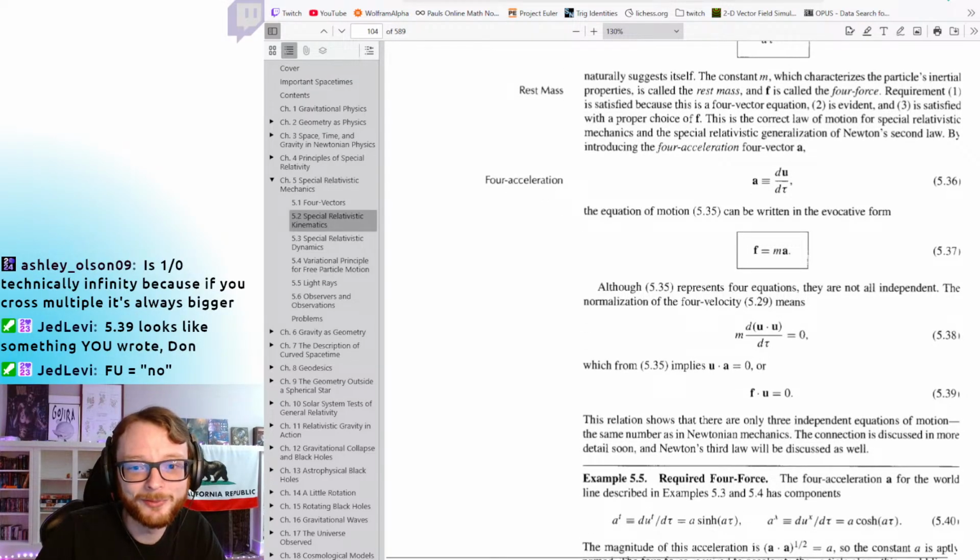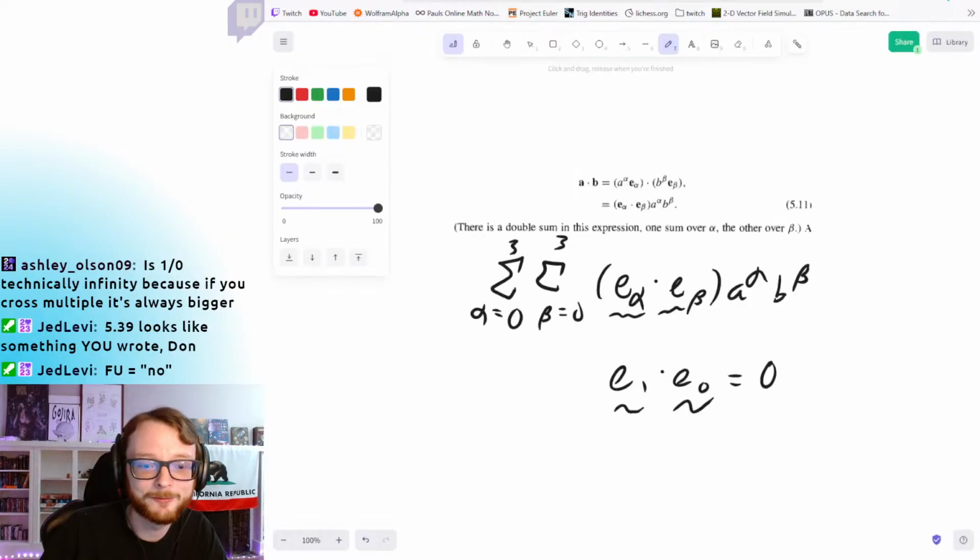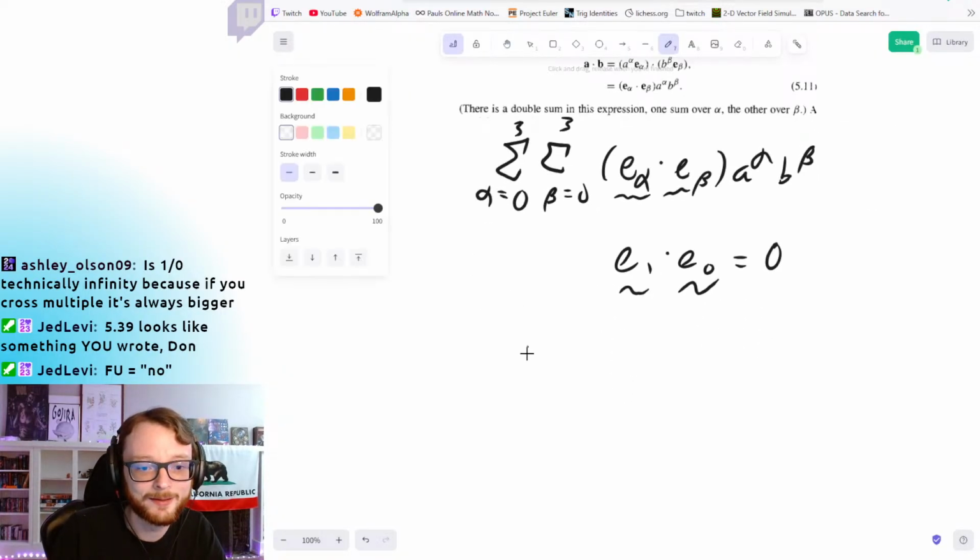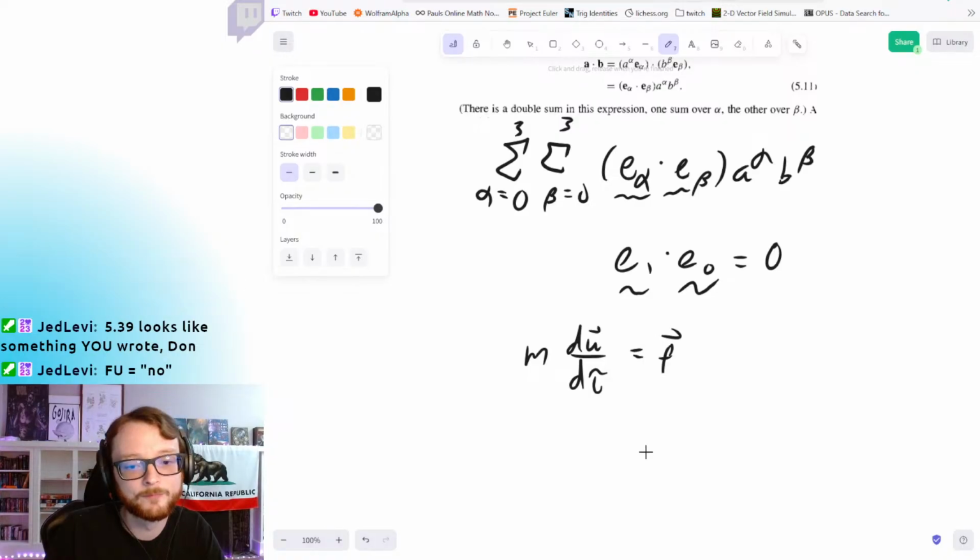But the way that I was interpreting how they got this, starting from 5.35, they have M du, is it d tau? Yeah, equals F. Maybe I'll mention, I think in the list of corrections for the textbook, they talked about these two equations. Oh, really? I think I should pull that up.